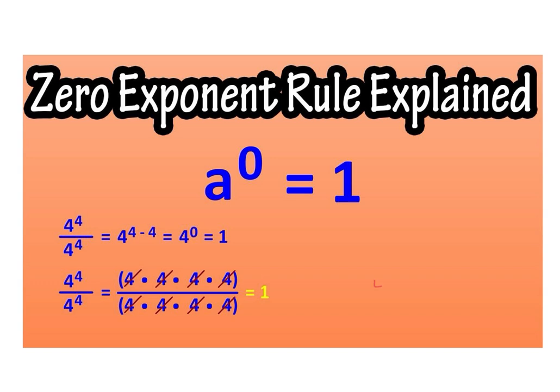So for example, if I had 4 to the 1st power over 4 to the 1st power, technically that equals 4 to the 0 power. But 4 to the 1st power over 4 to the 1st power, well, what's 4 divided by 4? That is equal to 1. So anytime you see anything raised to the 0 power, that is just always going to equal the number 1.